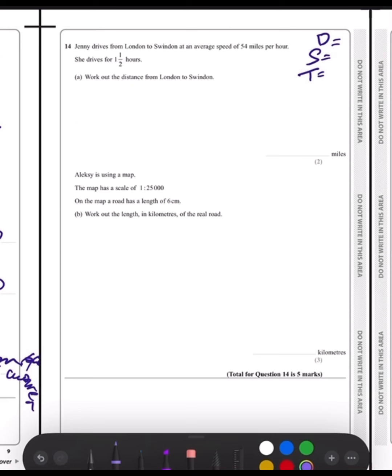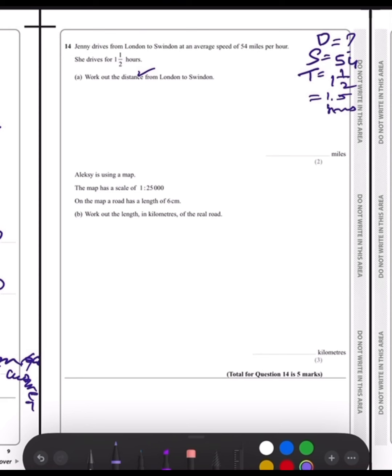For distance, we've not been given any distance. That's something we have to find in this question. Speed, what is the speed given? 54 miles per hour. What is the time given? Time is given as 1.5 hours. So we can also say that 1.5 hours is equal to 1.5.